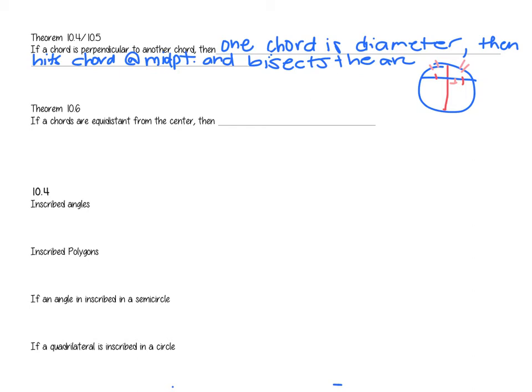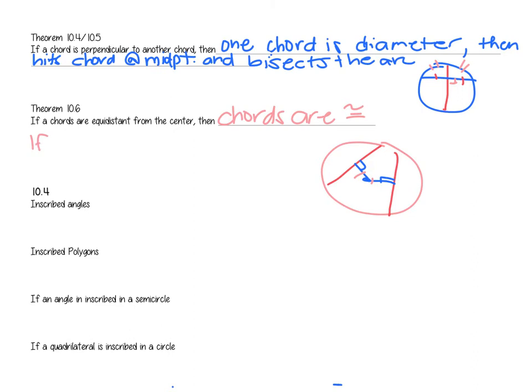And then the last theorem in this section is the one you guys were talking about before. If two chords are equidistant from the center, then in order to show that, you have to know where the center is, and you'd have to show the perpendicular distance is congruent. If those two are congruent, then the chords are congruent. And vice versa. If the chords are congruent, then they're equidistant from the center.